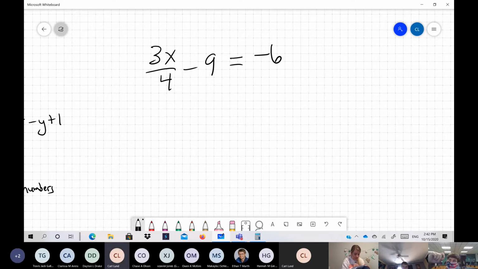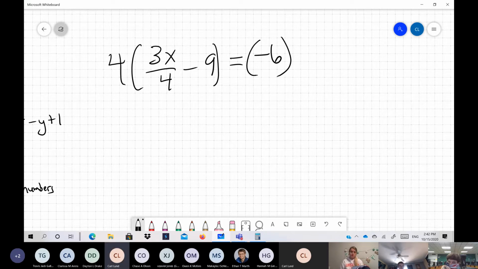So here, the first thing I want to do is to get rid of the fraction. To get rid of the fraction, I need to multiply both sides by, in this case, just the denominator 4. Remember, I have to do it to both sides, and I have to do it to every term. So it has to be to the fraction itself, but it also has to be to this -9, even though that -9 is not a fraction.